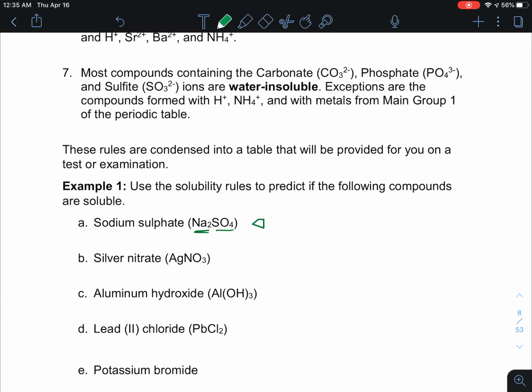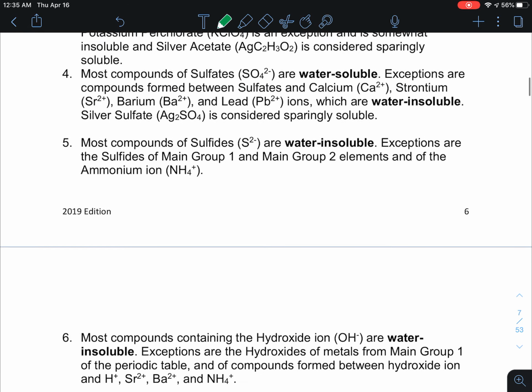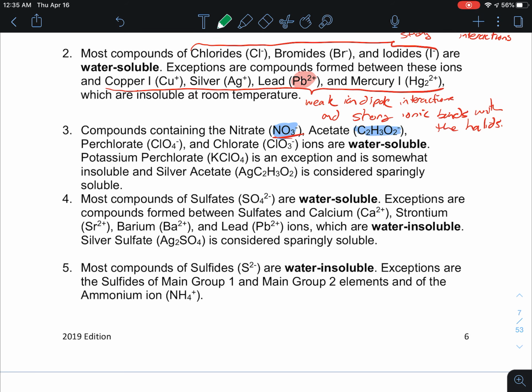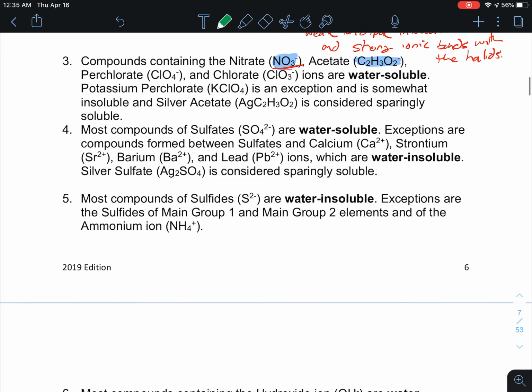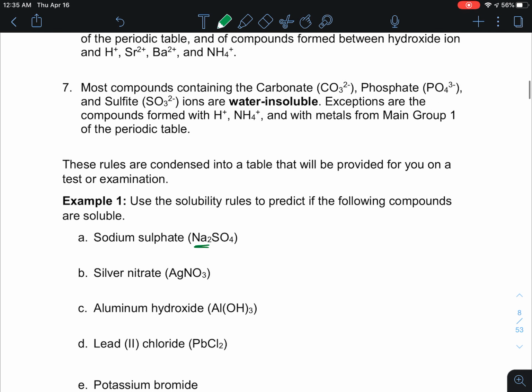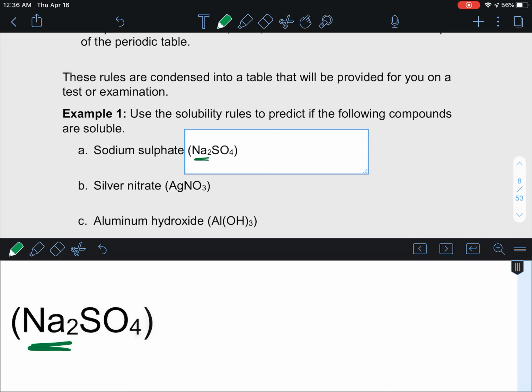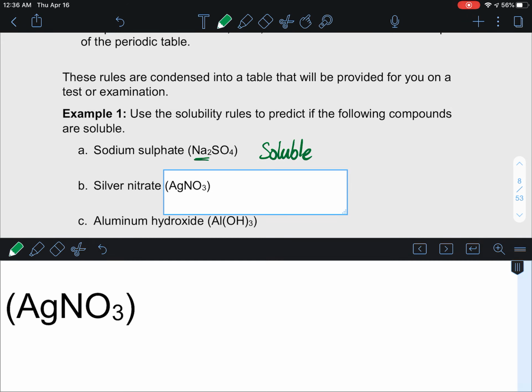As soon as I satisfy a rule that does not have an exception that includes the other counterion, then I can go for it. Here I can see that there's only one exception in that first rule, and this is definitely not it. So we say soluble. If it's silver nitrate, I also know that all nitrates are soluble, so that's also soluble.